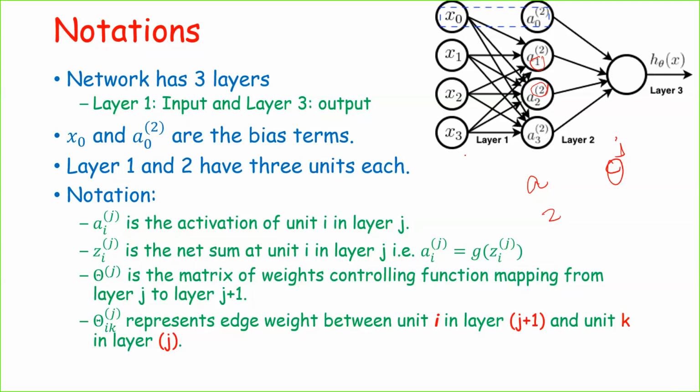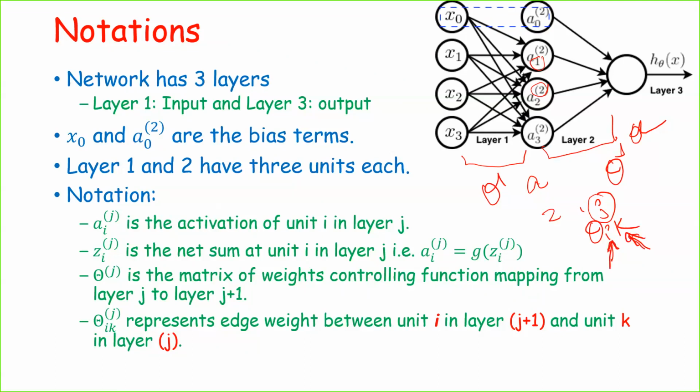So it means between layer 1 and layer 2 we have theta 1. Between layer 2 and layer 3 we have theta 2. This is a matrix. Suppose theta j ik is there. So this is the weight between layer j and j plus 1, and the output unit number is i and the input unit number is k. Reverse: output unit number is i, input unit number is k.